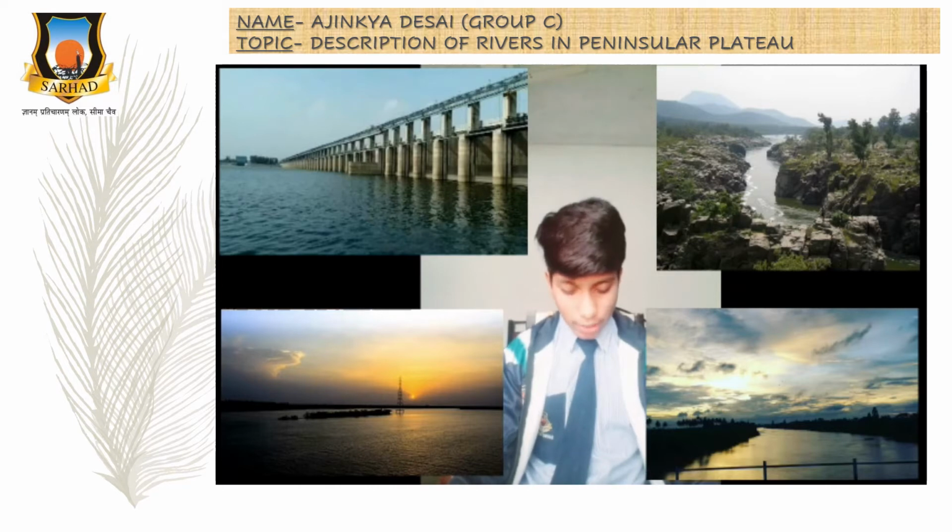The main water divide in the Peninsula is formed by the Western Ghats, which run from north to south close to the western coast. Most of the major rivers of the Peninsula, such as the Mahanadi, Godavari, Krishna and Kaveri, flow eastward and drain into the Bay of Bengal.